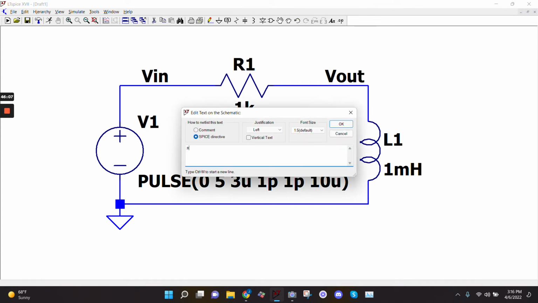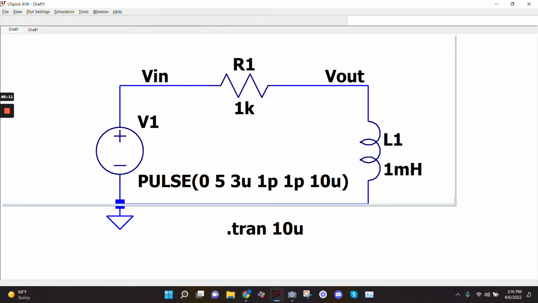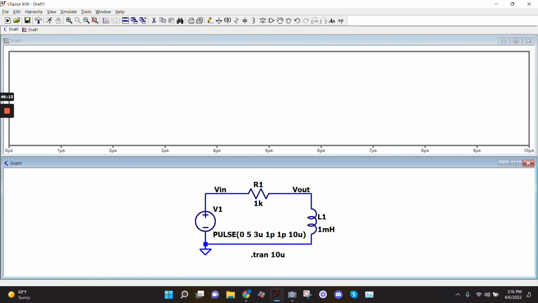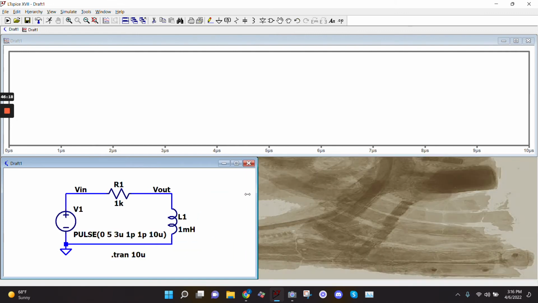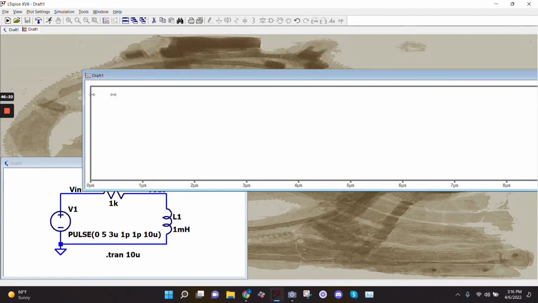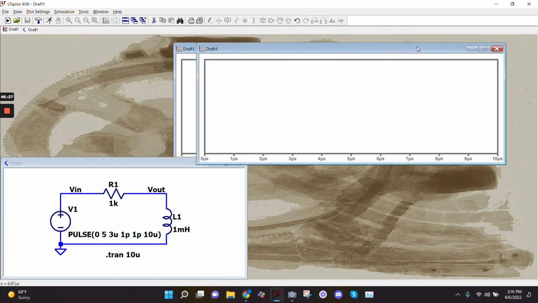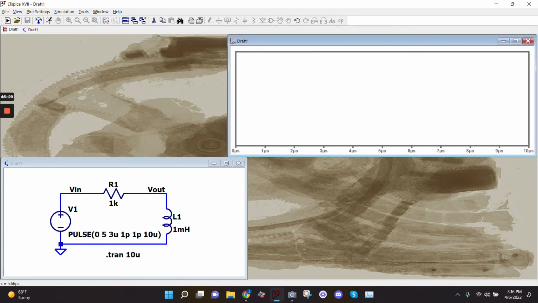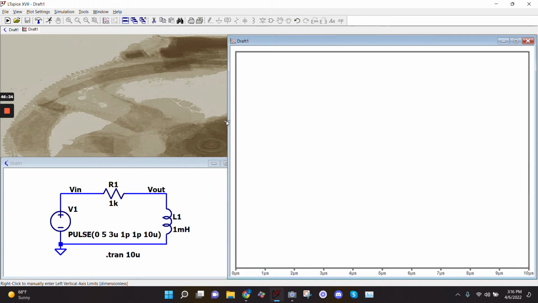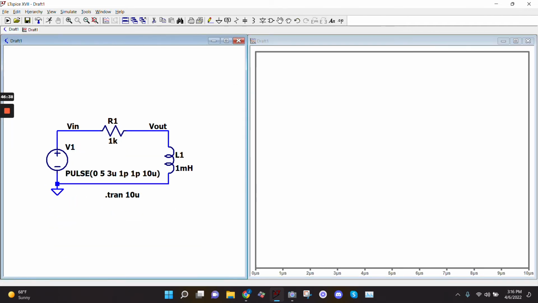I'm going to run a transient for 10 micro, and I'm going to split my plots. You know what, let's throw the plots on the other side of the screen. Ugh. I wish there was a better way to do this. They have a tile horizontally button, but they don't have a tile vertically button, or vice versa.